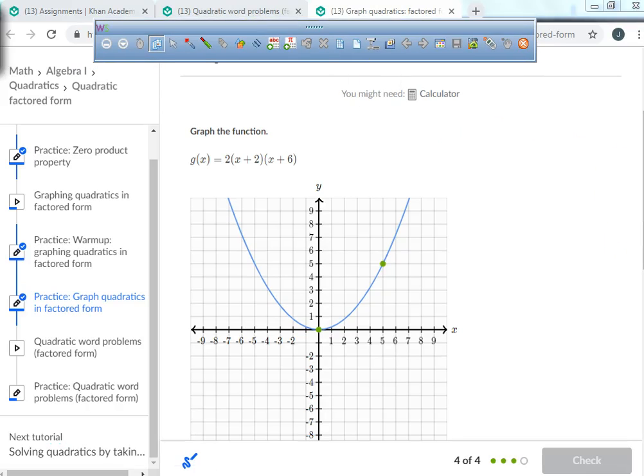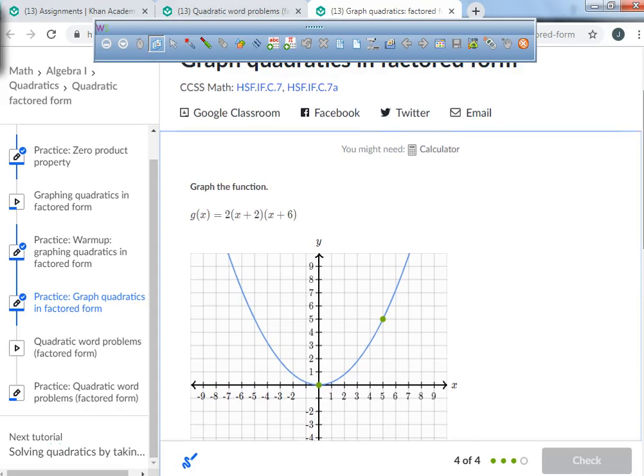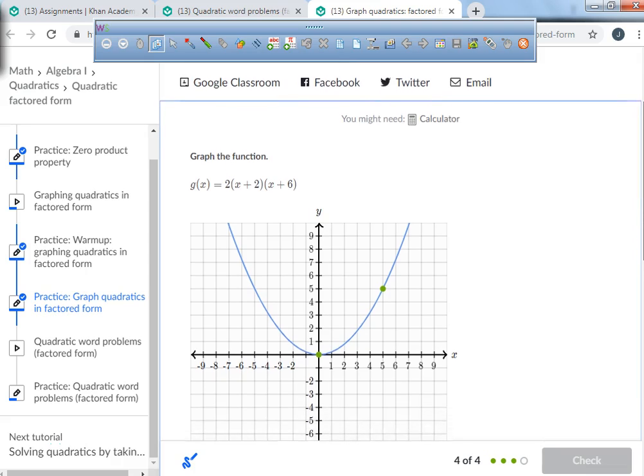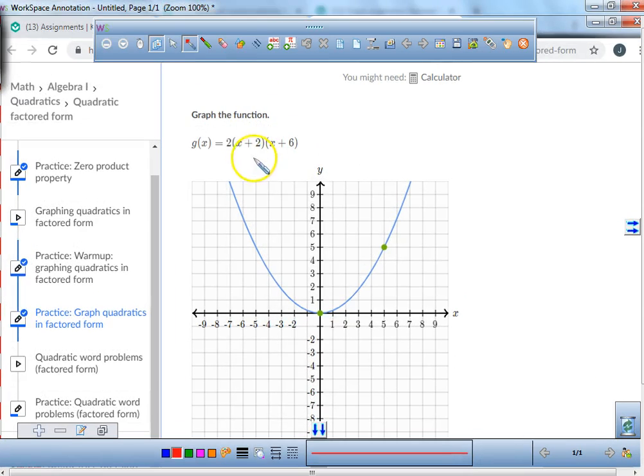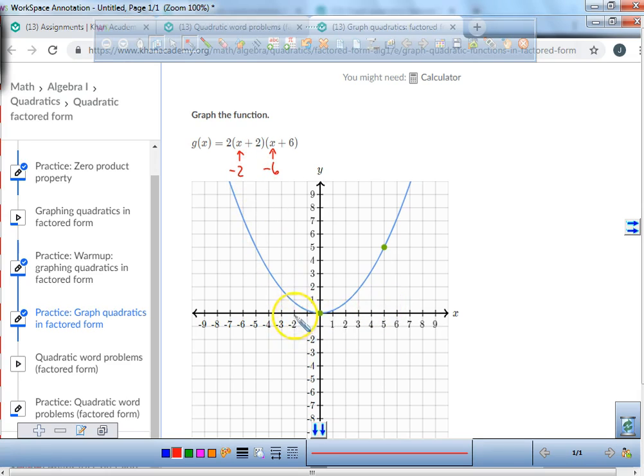Right now, we're going to be doing a few problems where we're making sure we know how to graph things accurately. All right, graph this particular function. Even before I graph it, I can tell you two things about this function. One is I know there's going to be a 0 at -2 and a 0 at -6. So my graph, when I'm done with it, will have a 0 at -2, and the other 0 will be at -6.